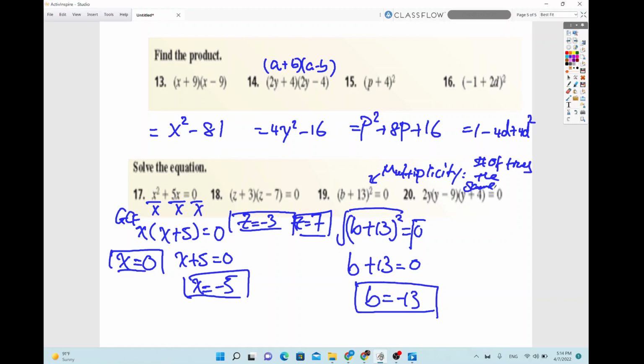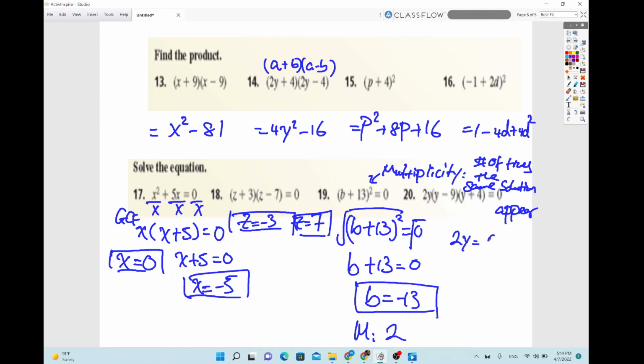Okay, so the same solution appears. So this one, that means negative 13. How many times does that appear? So the multiplicity, then that'll be 2. So that appears twice. And then for the other one here, we got 3 different factors.